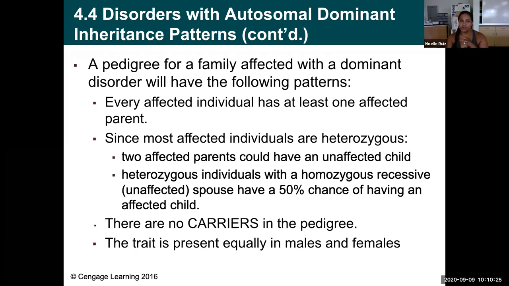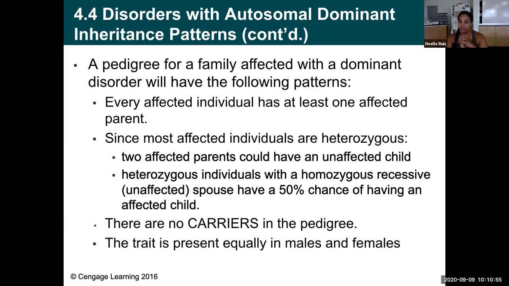Continuing on with the dominant disorders, a pedigree for a family affected with dominant disorders will have the following patterns. Every affected individual has at least one affected parent. Since most affected individuals are heterozygous, 2 affected parents could have an unaffected child. We'll see how that happens with dwarfism in a minute. Heterozygous individuals with a homozygous recessive spouse have a 50% chance of having an affected child.